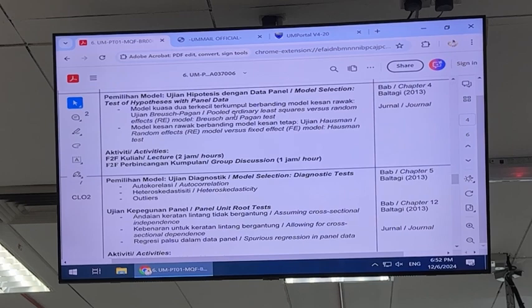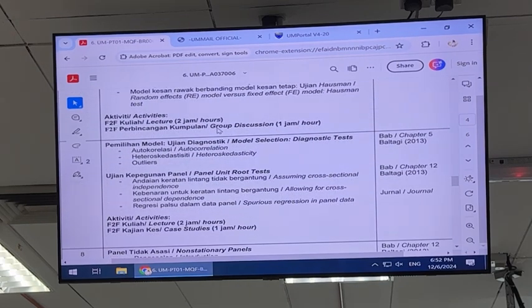The Hausman test we also cover here in week 6.